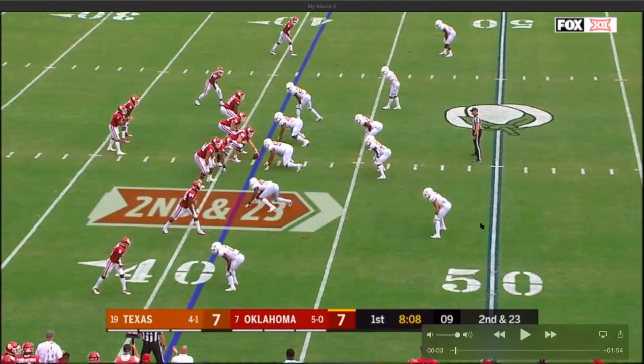Anything else pre-snap? No, I'm sorry. I keep interrupting you. You go ahead, run the play. That's good. I wasn't anticipating that, but that's good.